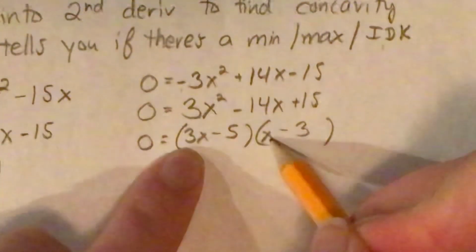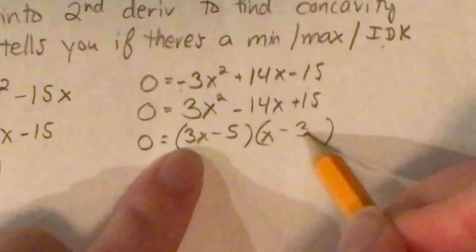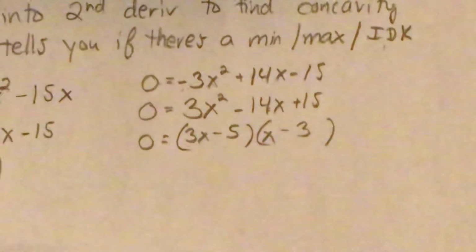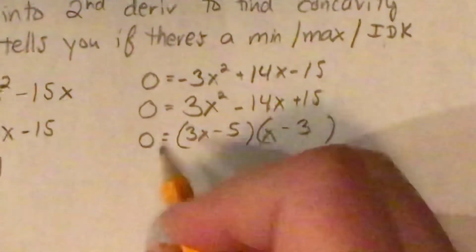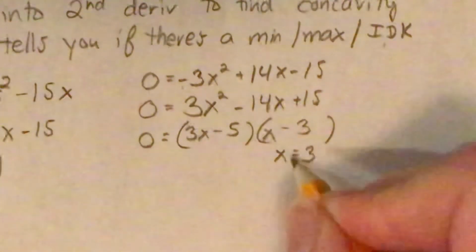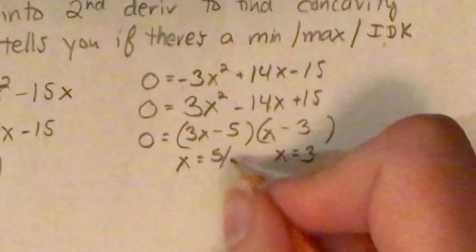3 times 1. Yep, 3 times -3 is -9. -5 times 1 is -5. Add those together. Yep, there it is. Okay, since those equal 0, we're going to set each one of those equal to 0 and solve. We get x equals 3 and x equals positive 5/3.